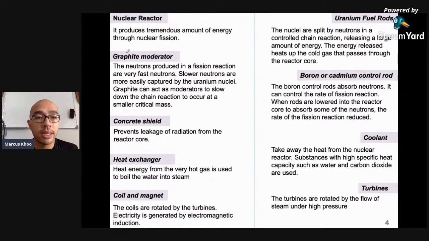So what is the purpose of the graphite moderator? What is the purpose of the concrete shield? What is the purpose of the coil and magnet? What is the purpose of the uranium fuel rod? Yada, yada. There's a lot of reading to go on here. And in chapter 5, this is considered another very important subtopic.